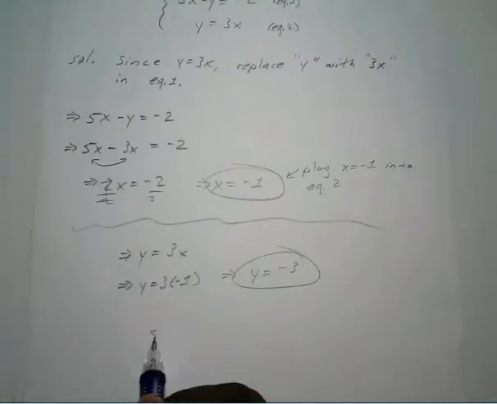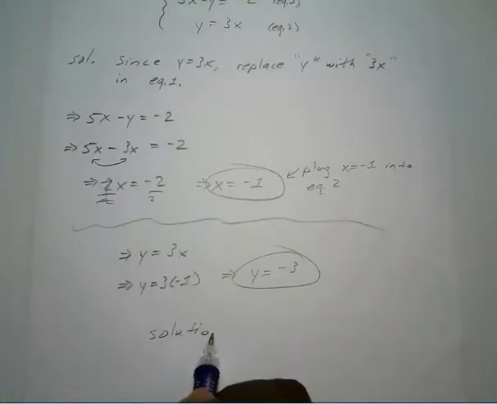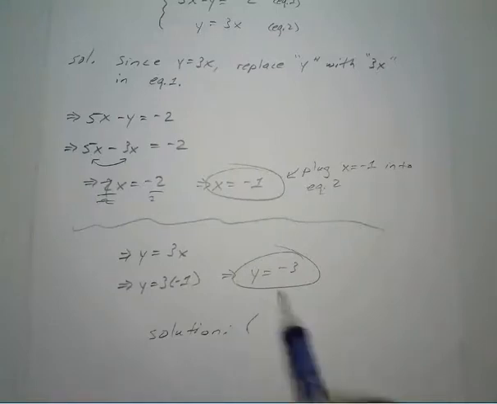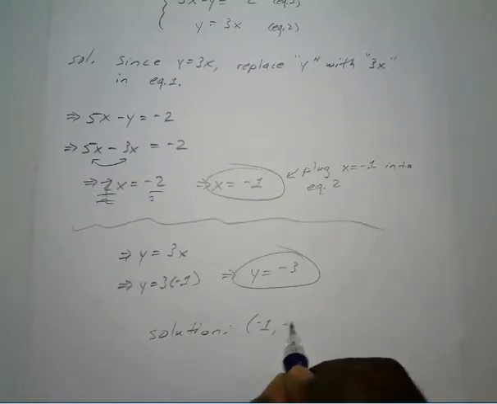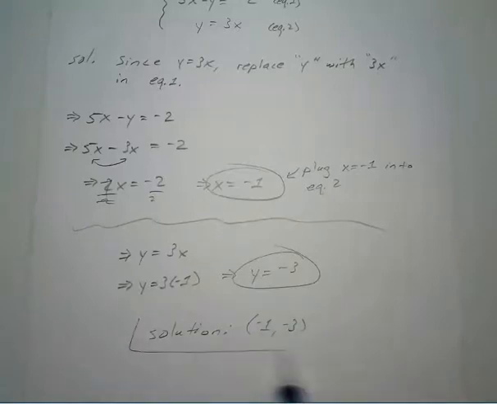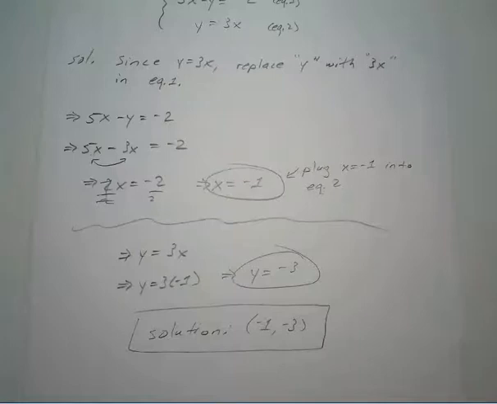So your solution, remember it's x comma y, so it's negative 1, negative 3. That's where those two lines would intersect if you were to graph them, but you don't have to graph them because you can find the solution a much easier way. Alright, so let's do another example.